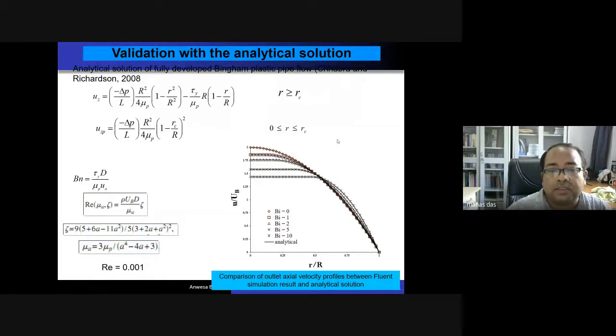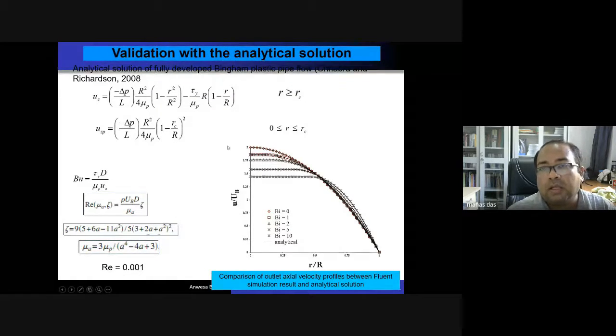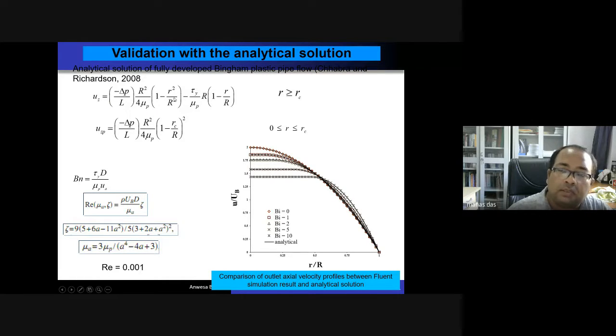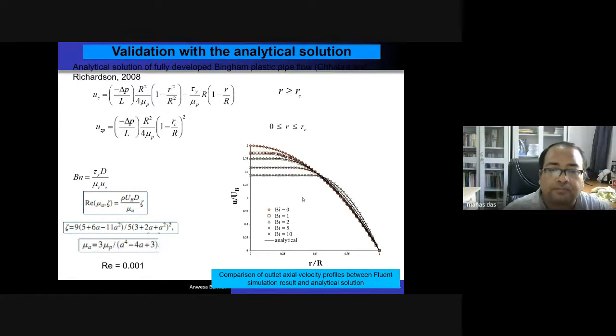After that it is validated with the analytical equation, with different Bingham numbers and Reynolds numbers considered. Chhabra and Richardson developed this analytical equation for the yielded zone as well as for the solid core region. The continuous line is the analytical equation, and these points are from our COMSOL simulation, for different Bingham numbers. From there we found it is working.